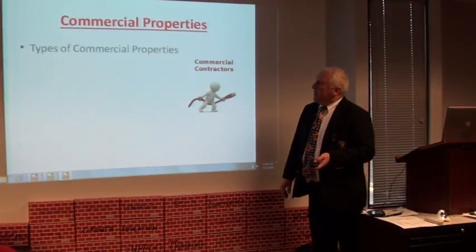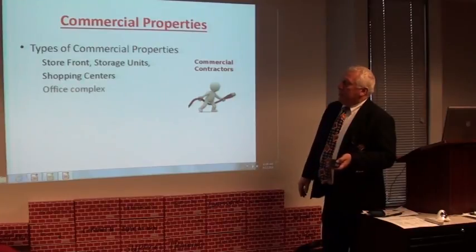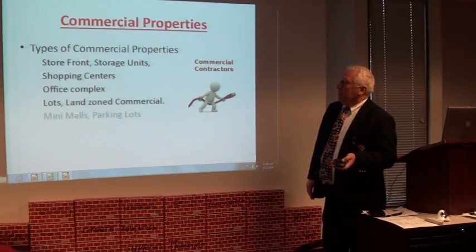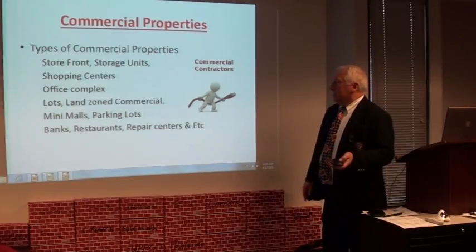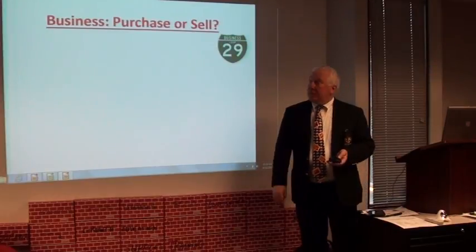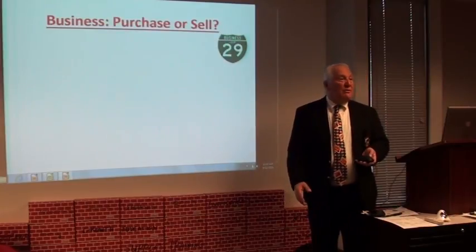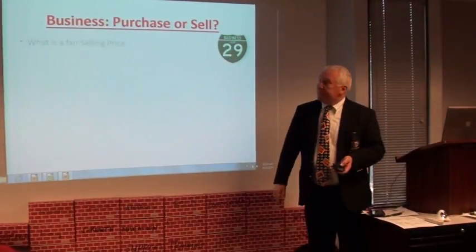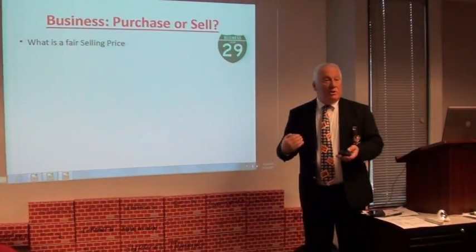Commercial properties. Types of commercial properties: storefronts, storage units, shopping centers. I'm just throwing a bunch out there. Office complex, lots, land zoned commercial, mini malls, parking lots, banks, restaurants, repair centers, etc. There's a lot of different commercial properties out there. Businesses: if someone wants you to sell their business for them, what is the fair selling price? That's something we have to determine.